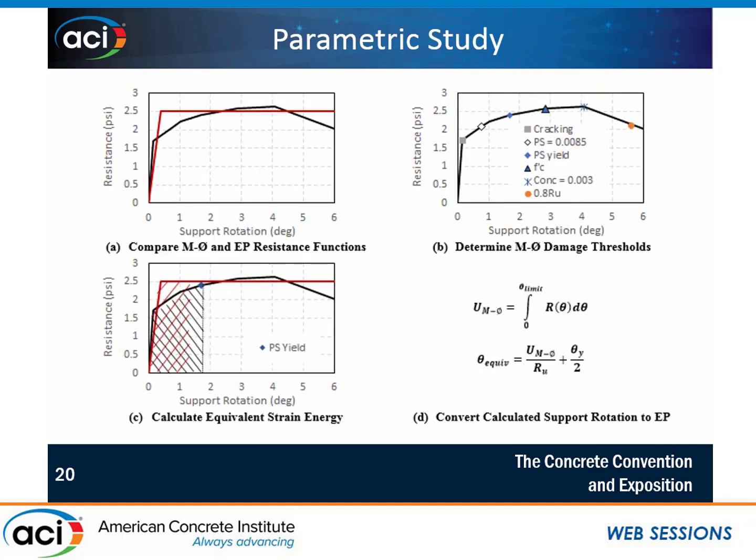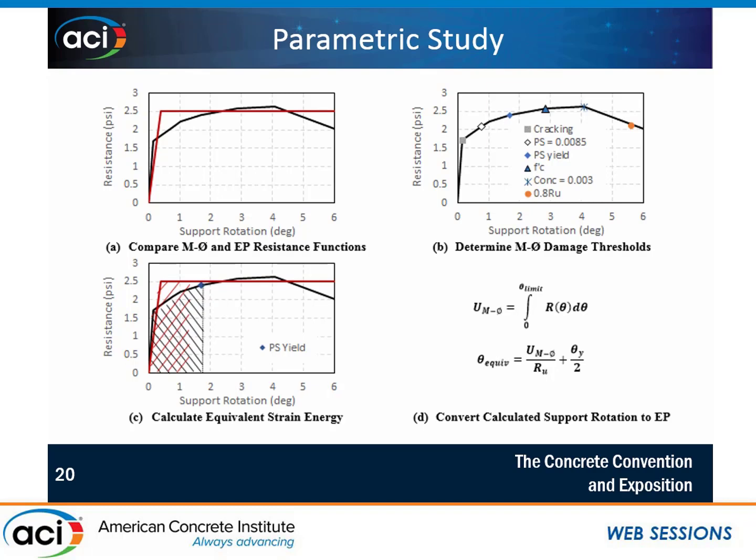This slide is a little bit involved, so I'll take a little bit of time to go through it. On the top left-hand side here, we're comparing moment curvature with the elastic perfectly plastic response. Again, when we're using the moment curvature, we can actually pick out points of interest to us on our resistance curve. So for example, what we're doing here is saying at pre-stressing at yield, what is the support rotation? So there, the support rotation is about 2.8 degrees.